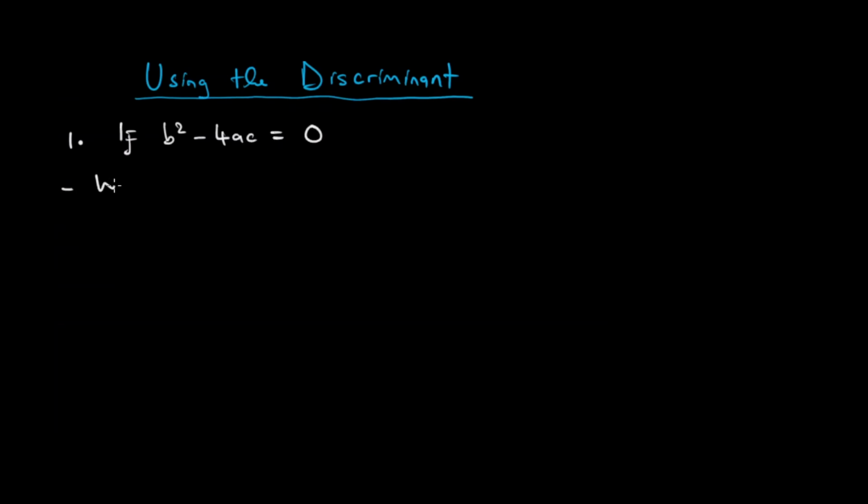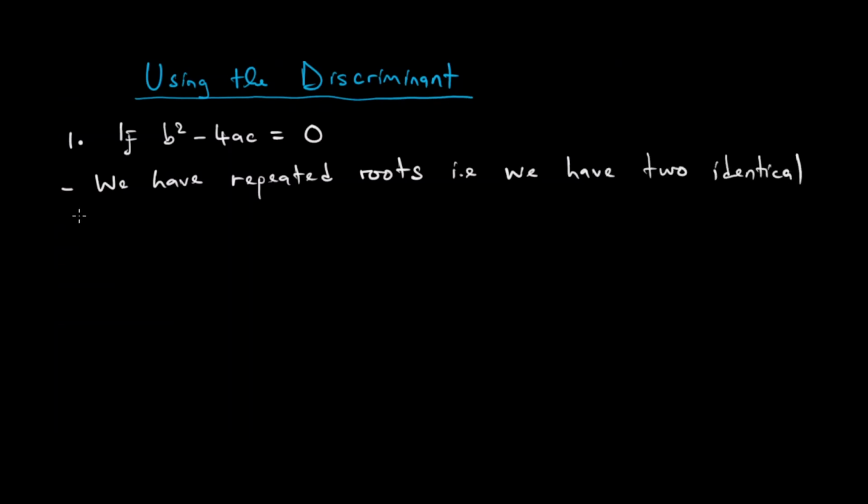Chekutanga ndechekuti we have repeated roots. And kana tichiti we have repeated roots, what exactly do we mean? This gives rise to 2 identical roots. That is, we have 2 identical roots.